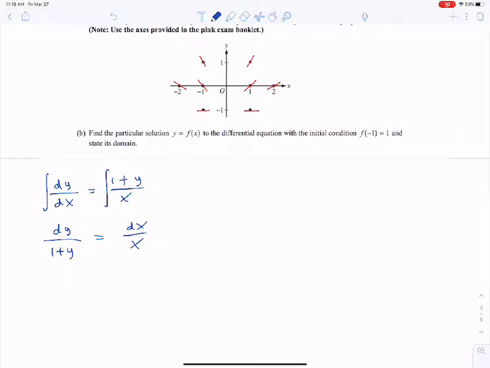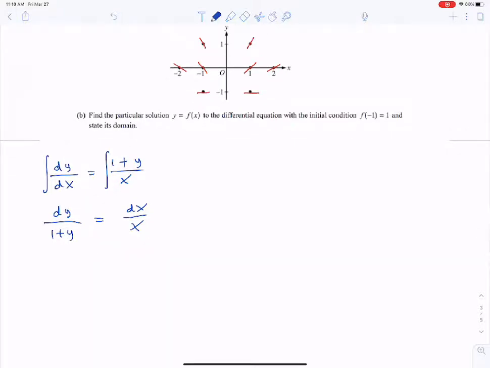Okay, let's integrate. So left-hand side, I think you guys would agree that's a natural log. So I'm going to get the natural log of 1 plus y equals the natural log of the absolute value of x plus some c. Okay? Next, now, before I go on any further, I want to point something out because this line is pretty important. We have natural logs, right?